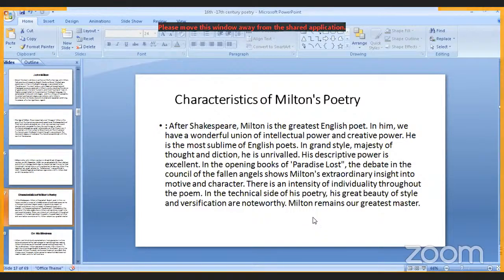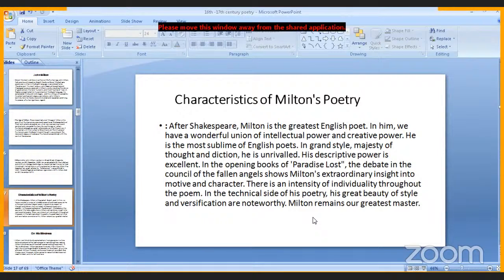Okay, let us quickly look into the characteristics of Milton's poetry. Now, here you have the poem which is prescribed in our syllabus, On His Blindness. So let us look into the features of his poetry in general.